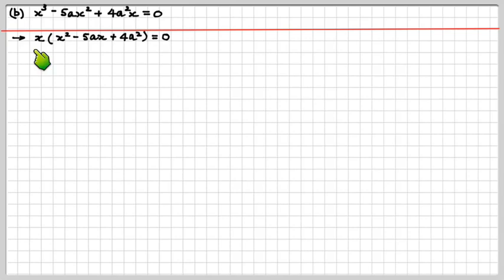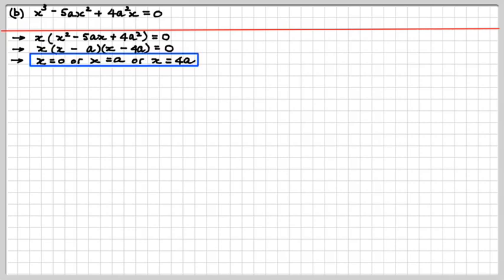And so, by the null factor law, x is going to be 0, or this thing's going to be 0, right? Oh, look at that! Goodness! Isn't that marvellous? Yes, this factorised really easily, didn't it? Of course it did. Yeah, just looking at that, yes. Yes, very good, excellent. So therefore, by our null factor law, we can say x equals 0, or x equals a, or x equals 4a today. I think that's about the end of that. Don't you think so? Great.